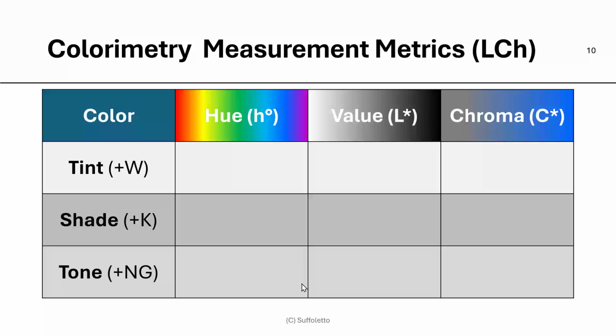Let's look at the correlated or associated colorimetric values for tint, tone, and shade. Again, tint is adding white, so nothing happens to the hue, it stays the same.